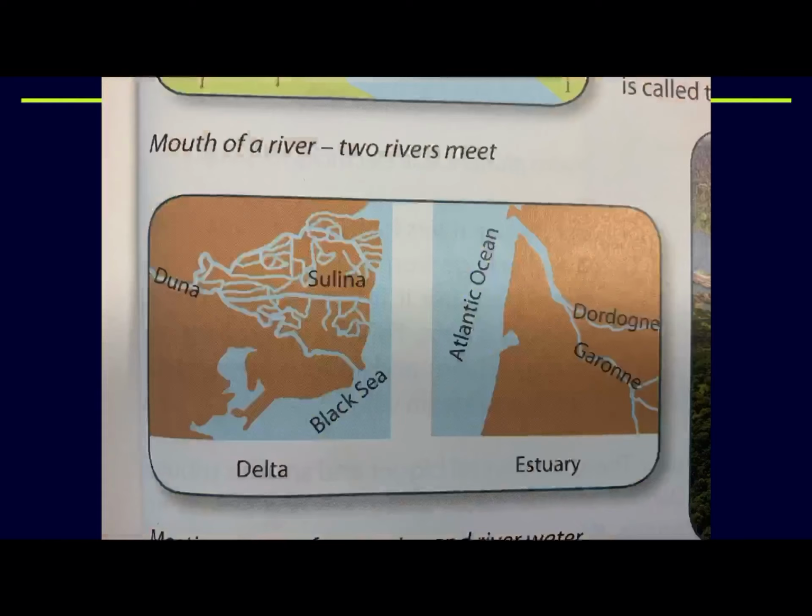There are two main forms of mouths. One of them is the delta on the left, the other one is the estuary on the right. Delta torkolat, tölcsér torkolat. We learned these earlier.